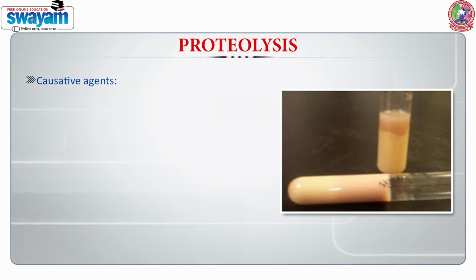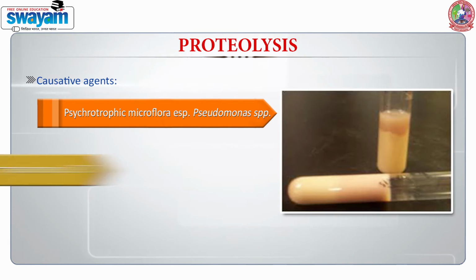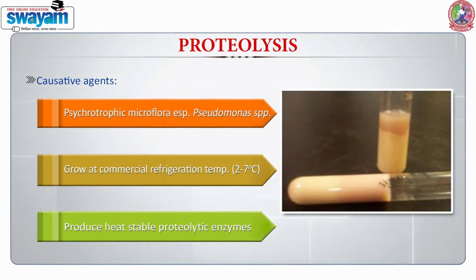Now, when we talk about proteolysis as a spoilage, there again is a role of microorganisms, and the majority of the microflora is psychrotrophic in nature. This can be Pseudomonas species which are growing at the commercial refrigeration temperature which ranges from 0 to 7 degrees C. They are able to produce heat stable proteolytic enzymes which lead to the breakdown of the milk casein.